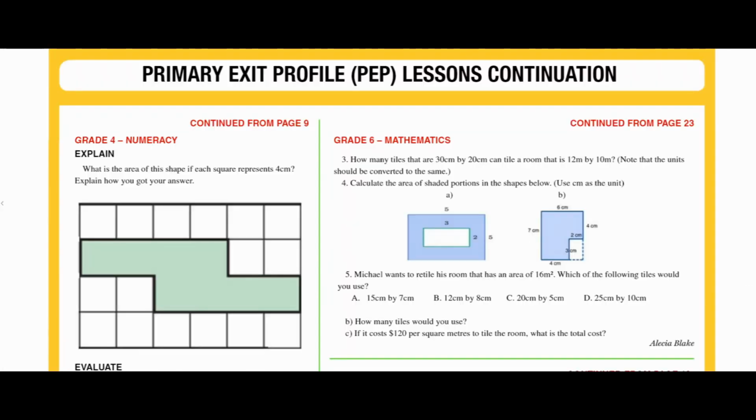So our next question says, number 3, how many tiles that are 30 centimeters by 20 centimeters can tile a room that is 12 meters by 10? Note that the units should be converted to the same.